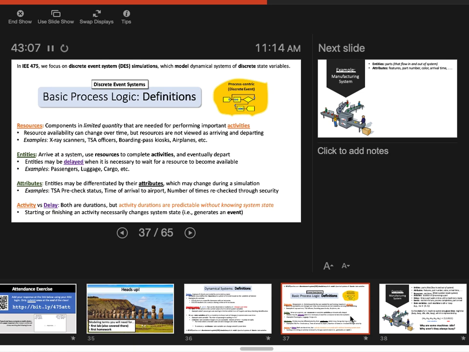Because this is going to be key, we model activities, we measure delays. Delays come out of the simulation, activities go into the simulation. So activities we know ahead of time, delays we run the simulation to find out.